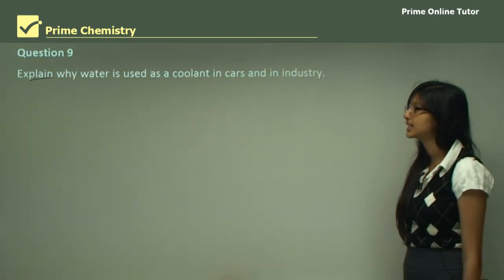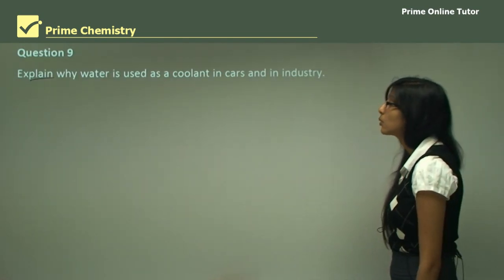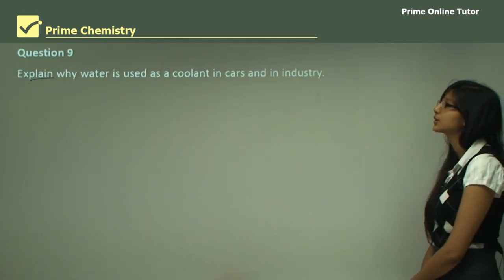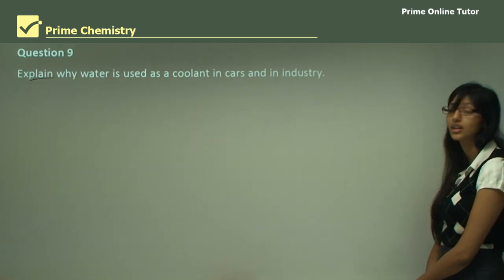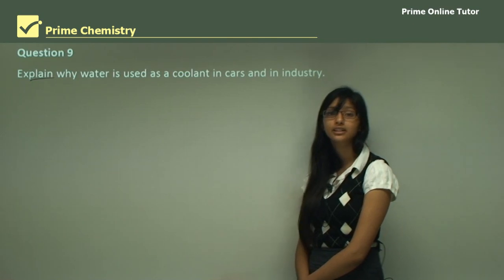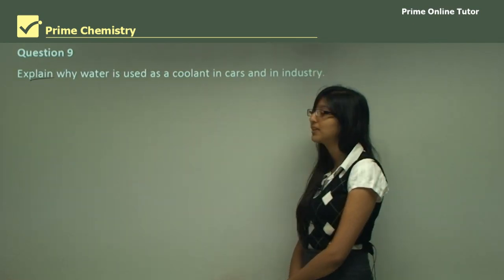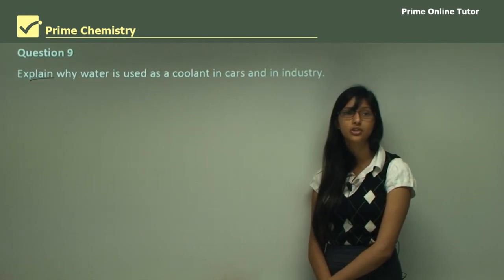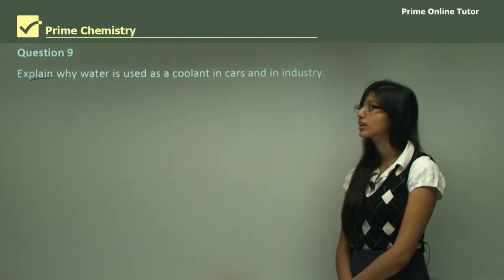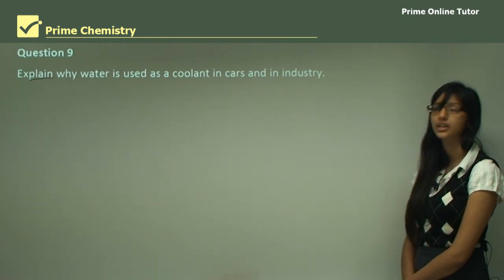Let's look at question 9. Question 9 tells us to explain why water is used as a coolant in cars and in industry. Now again, make sure you notice that the verb is explain, so you have to provide the cause and effect relationship. You have to provide details, and the chemistry behind why something occurs. So, why is water used as a coolant in cars and in industry?